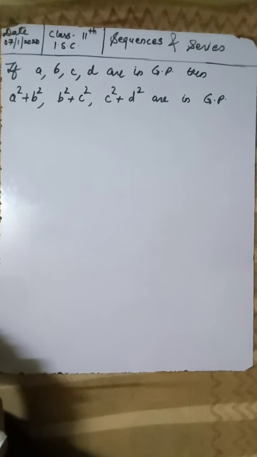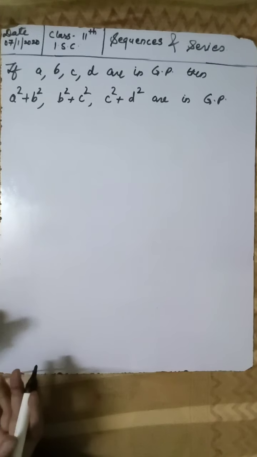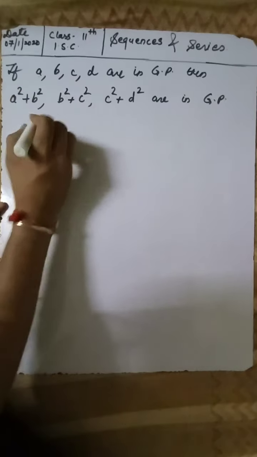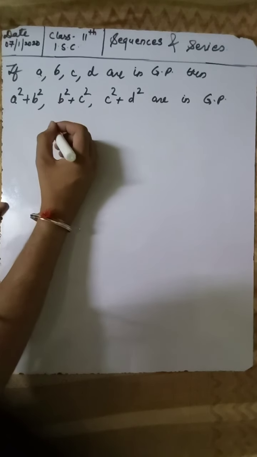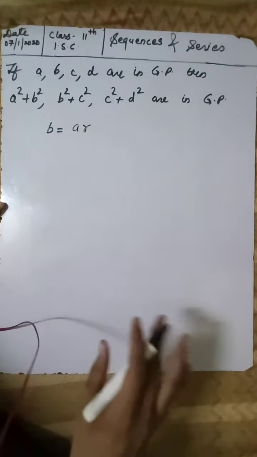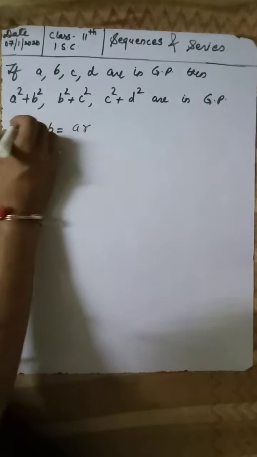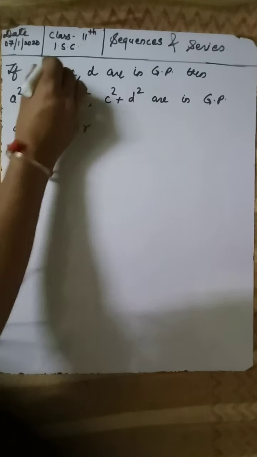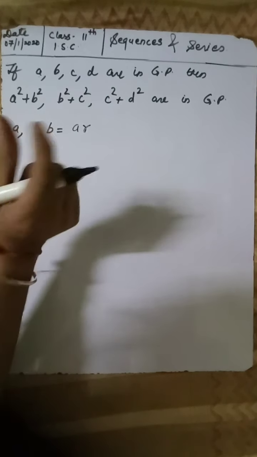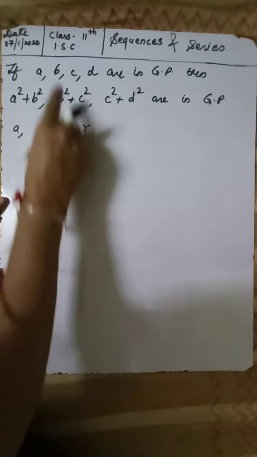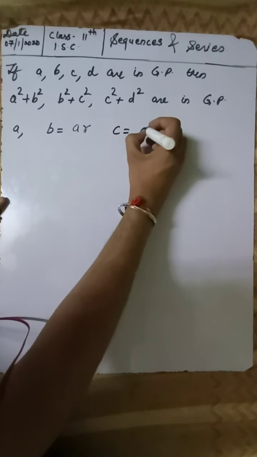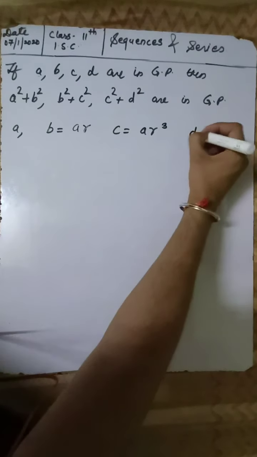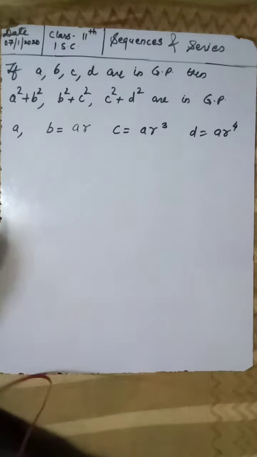So given that A, B, C, D are in GP, let us consider first term be A, second term is B. I'm considering B is equal to A into R, where R is a common ratio. So A will be first term, B I'm considering A into R, because to get the second term I need to multiply the first term with some quantity. For C, it will be A R to the power 3, right? And D will be A R to the power 4.